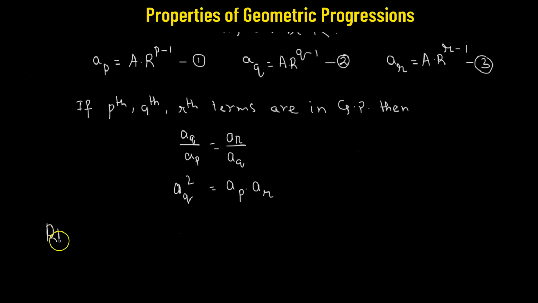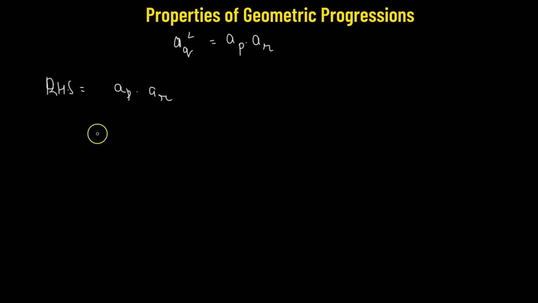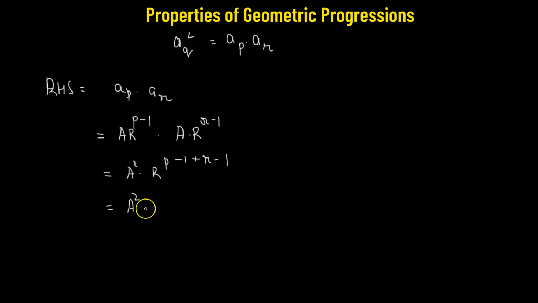Let's start from the right hand side. On the right hand side, we have the Pth term multiplied by the Rth term. So we'll use equation number 1 and equation number 3. That means we have the Pth term, which is A times R raised to the power of P minus 1, multiplied by the Rth term, which is A times R raised to the power of R minus 1. That gives us A squared multiplied by R raised to the power of P minus 1 plus R minus 1. Fine. So we have A squared times R raised to the power of P plus R minus 2.